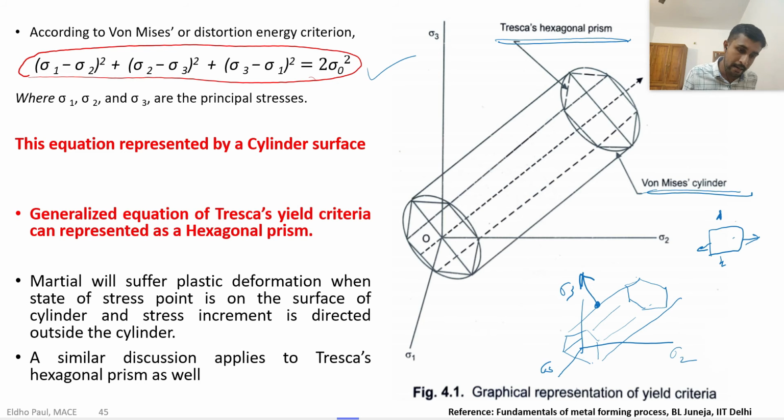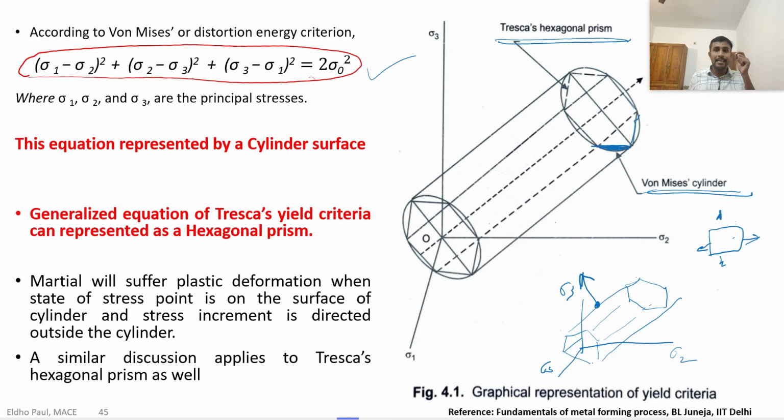So that is the hexagonal prism. We can superimpose this Tresca criteria hexagonal prism under this Von Mises criteria cylinder. Here we can see the superimposition. When we superimpose, we can see the hexagonal prism inscribed on the cylinder. That means in this area, in between the hexagonal prism and the cylindrical Von Mises cylinder, there is some area.